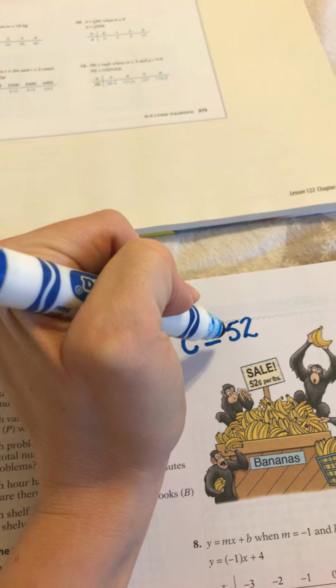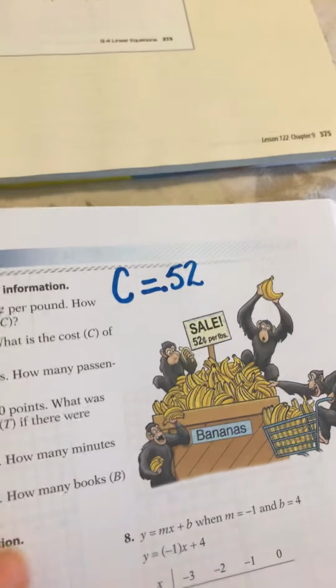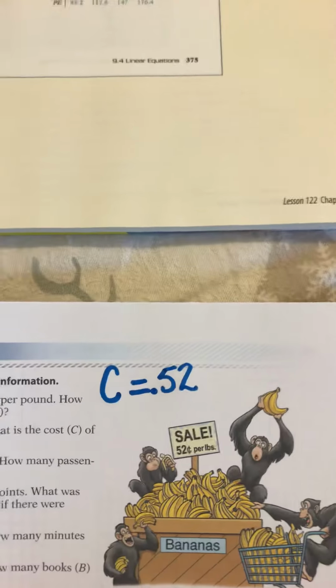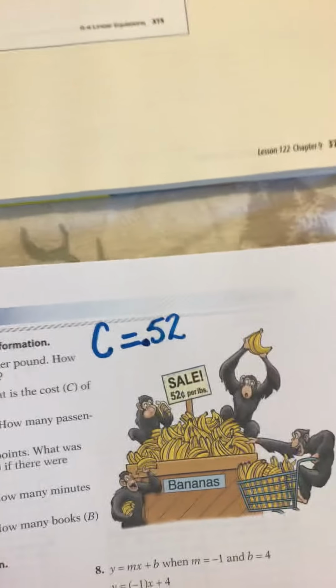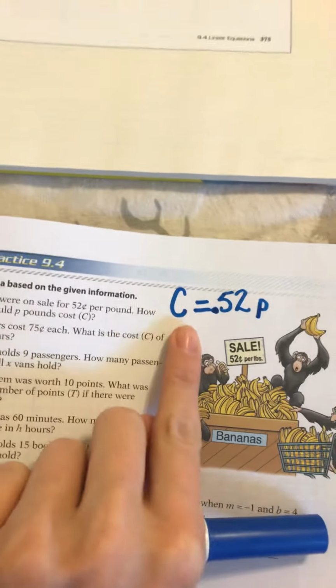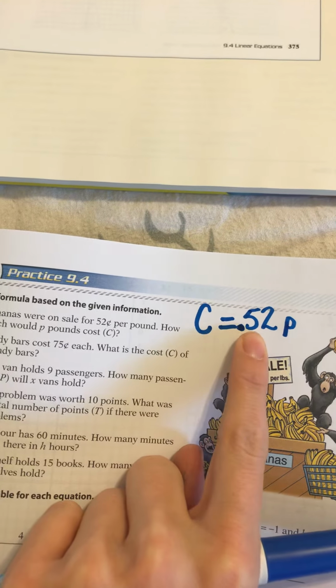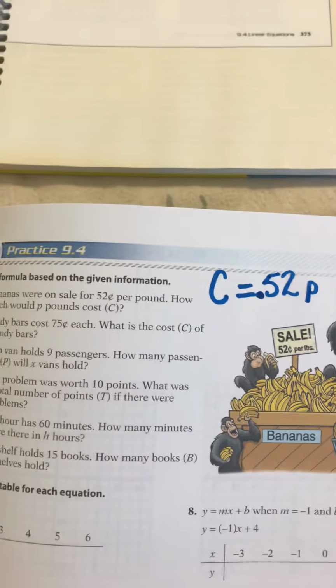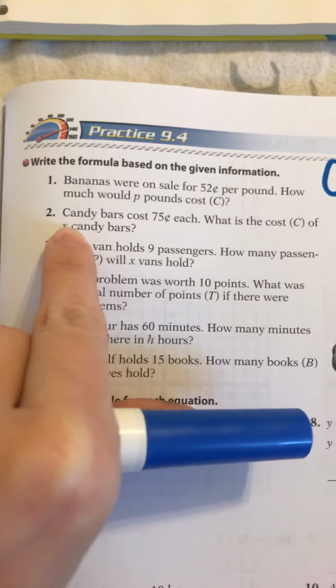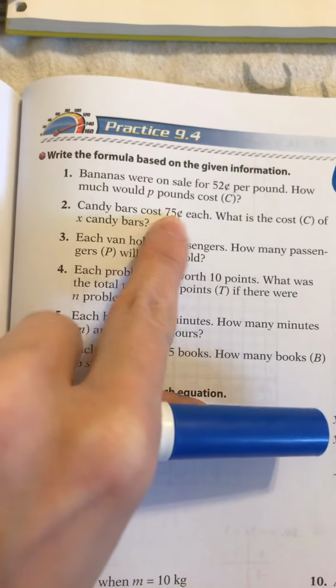So I'm going to put 0.52, because 0.52 represents your cents. And then you would times it by the amount of pounds you have. So your formula turns out to be cost equals 0.52 times pound, or C equals 0.52 times P. Okay, looking at this one, candy bars cost 75 cents each.